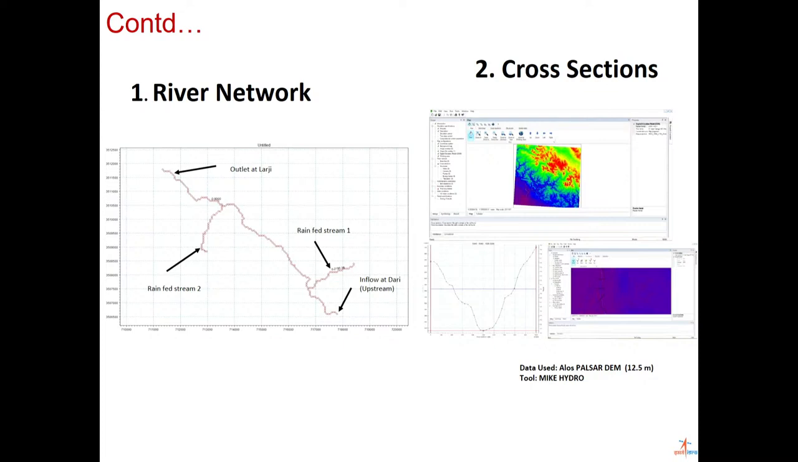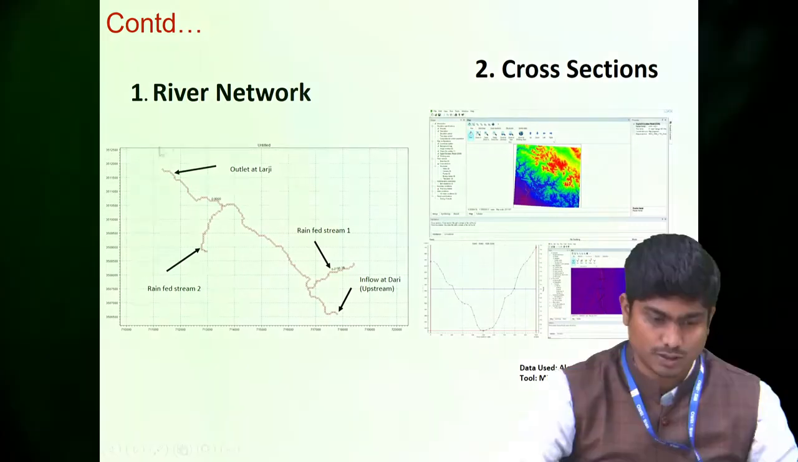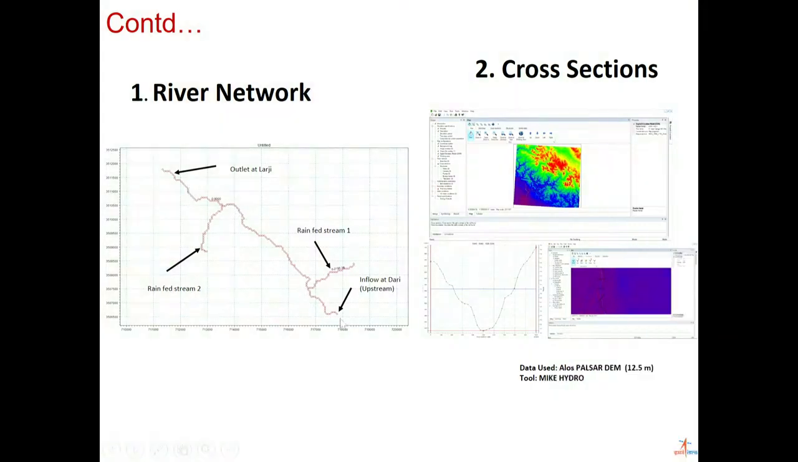You add that image into the GIS software, and you try to digitize the river network. The other way could be to simply go to Google Earth and digitize your river network, and you will get that in a KML file, which can be imported into HEC-RAS or MIKE 11 to generate the river network. This is the first step required for generation of the river network.